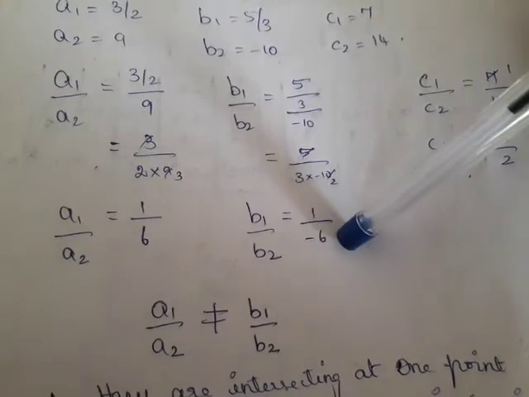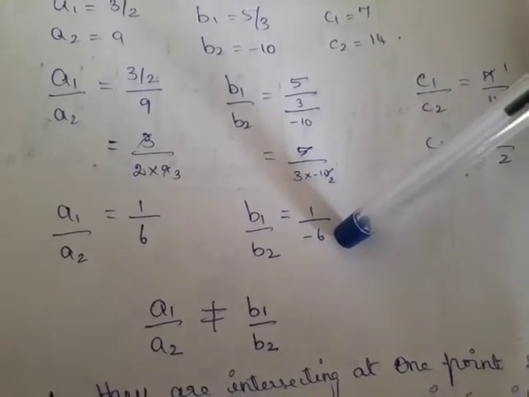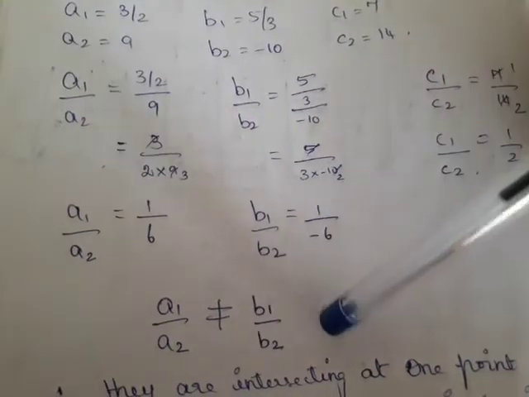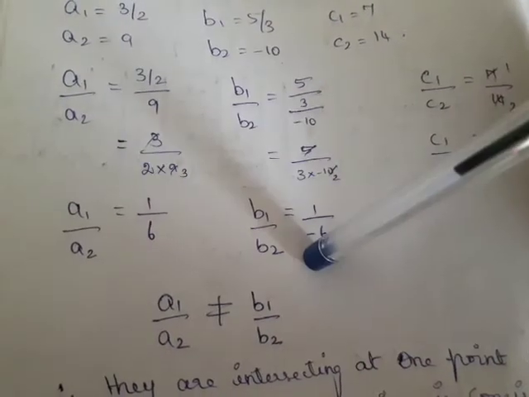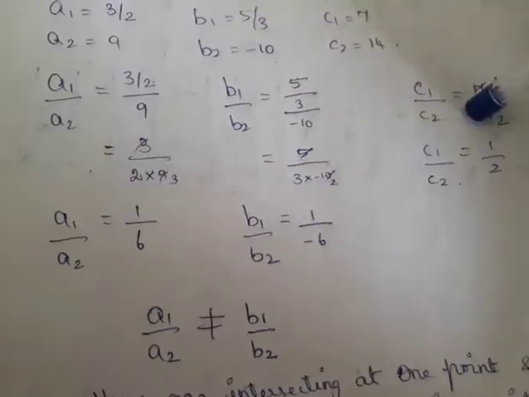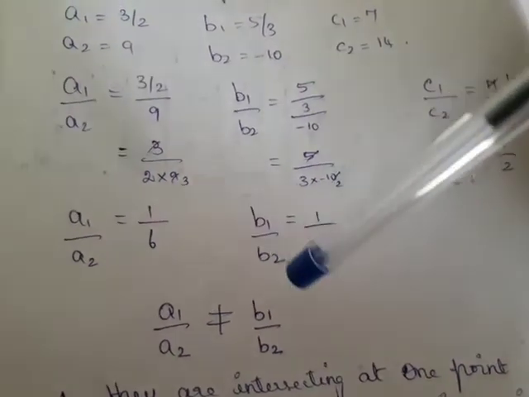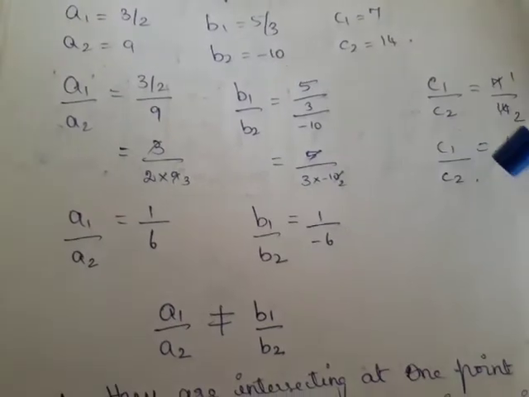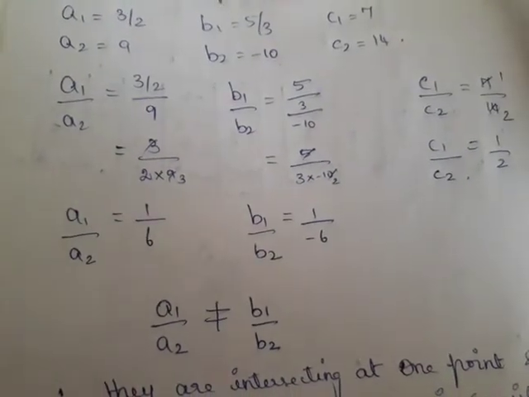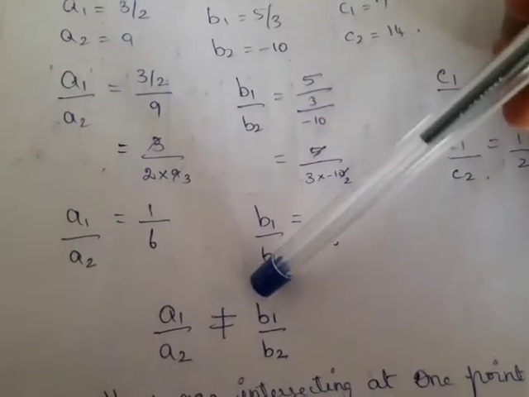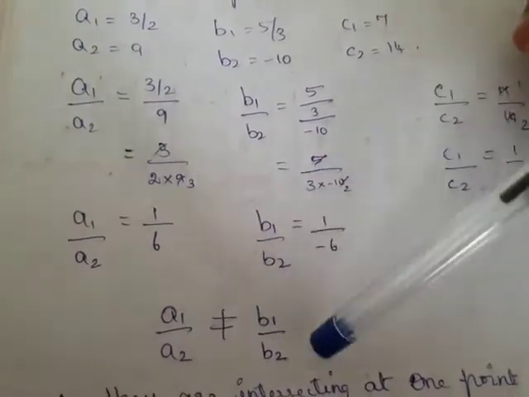As I told you, even if it differs from the sign, they are not equal only. So a1 by a2 is not equal to b1 by b2. When it is not equal, you don't want to move further for the comparison of c1 by c2. Only if it is equal, you have to check whether c1 by c2 is equal or not equal, because accordingly the interpretation will change. Here a1 by a2 is not equal to b1 by b2.